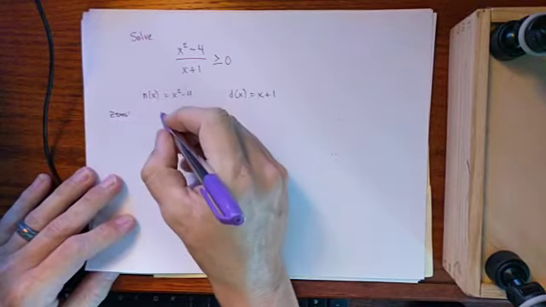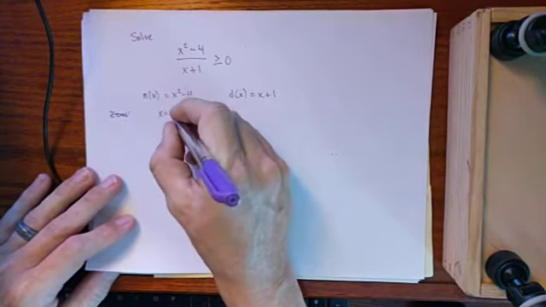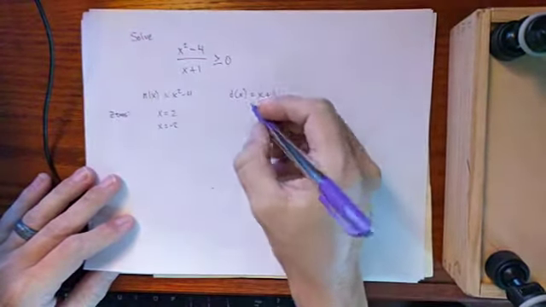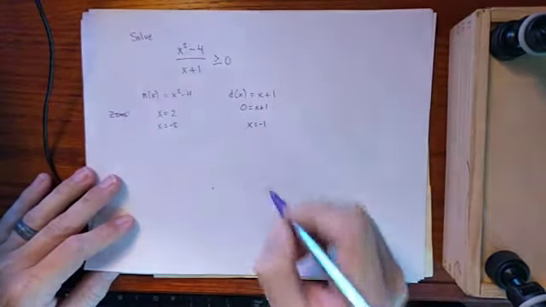Okay, so here, refer to earlier in the video, remember that those zeros were 2 and negative 2 when we did that math. Over here, if we solve this one, it's pretty easy. We get x equals negative 1.